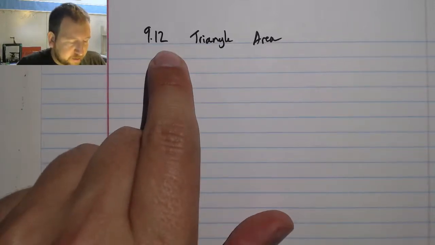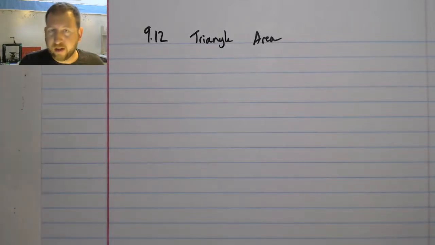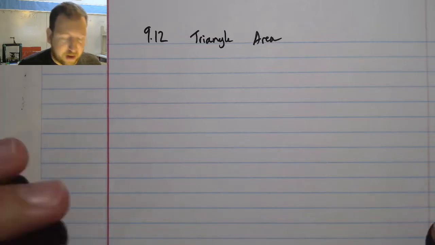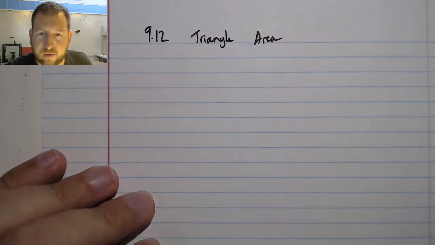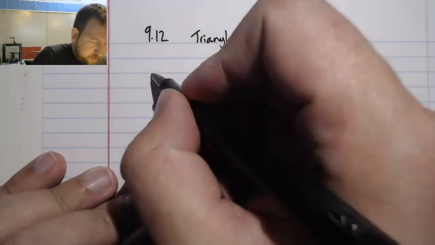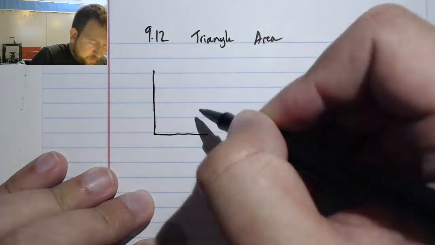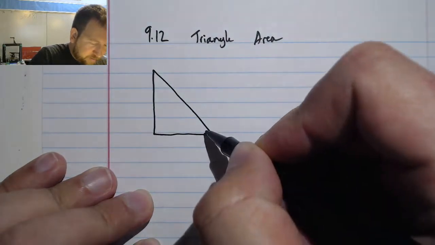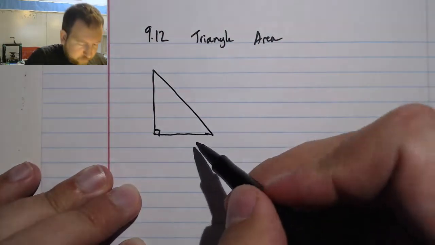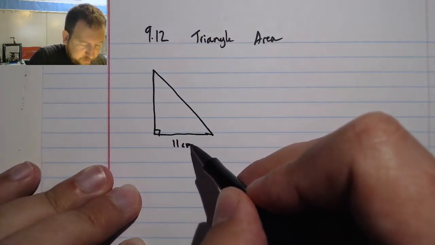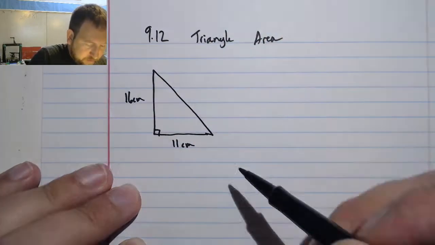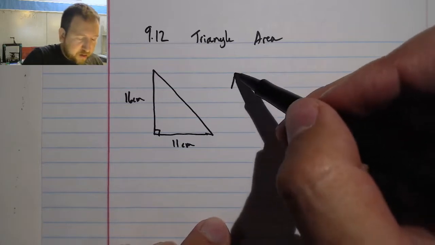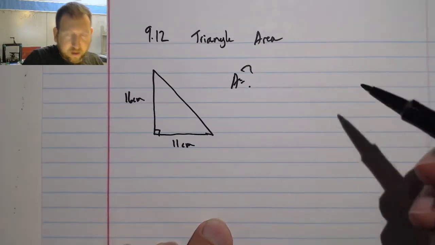Alright, let's talk about section 9.12, triangle area. Now this is kind of a cool topic or idea. We're going to take a triangle. Let's say we have this guy here. This one is, in this case, a right triangle. And we have 11 centimeters, and our height here is 16 centimeters. And the question is, what is the area?